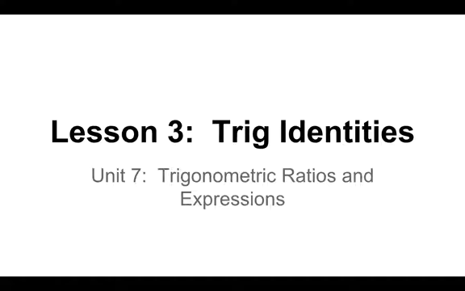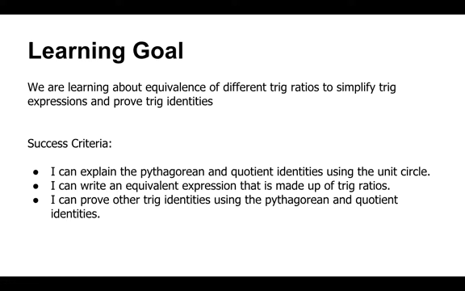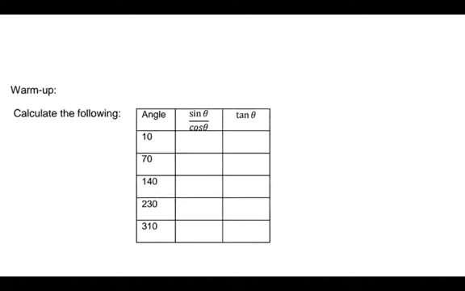This is probably the hardest lesson to justify, and so it's a part of it. There's going to be a little blurb about grade 12, but it goes beyond that. Really what we're doing is simplifying trig expressions and also proving trig identities. So success criteria: we're going to be using these things called the Pythagorean and quotient identities. We're going to learn about those. You can write equivalent expressions and then prove trig identities.